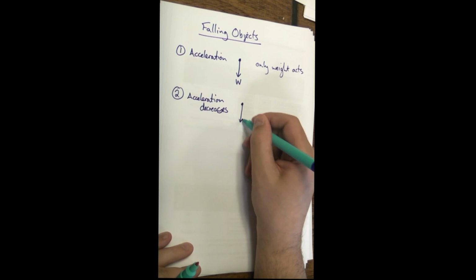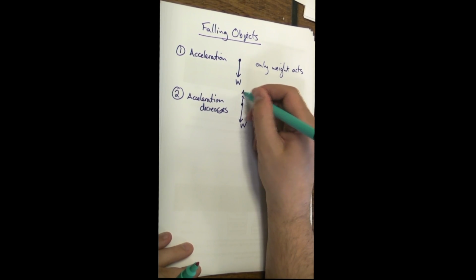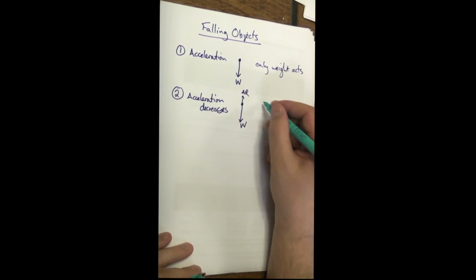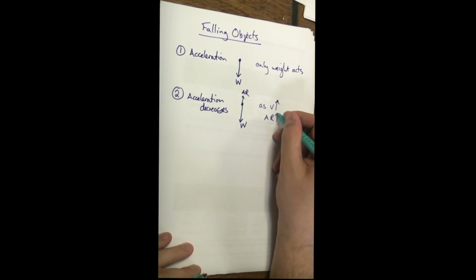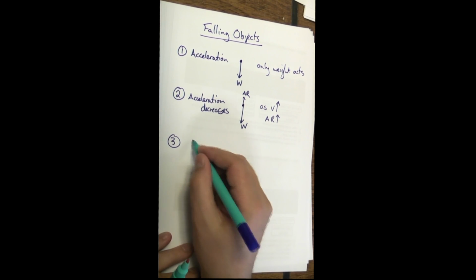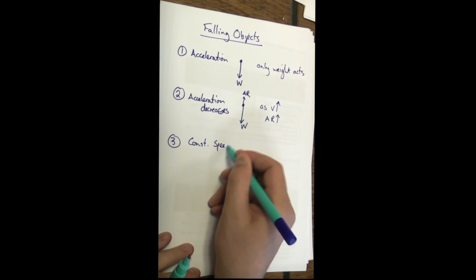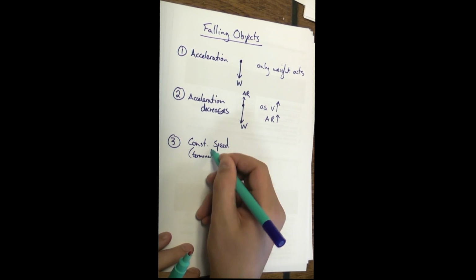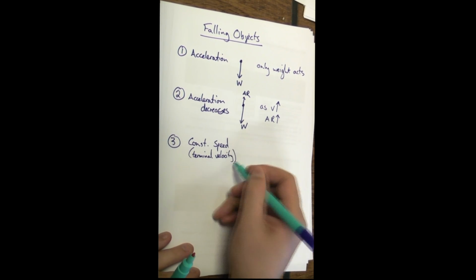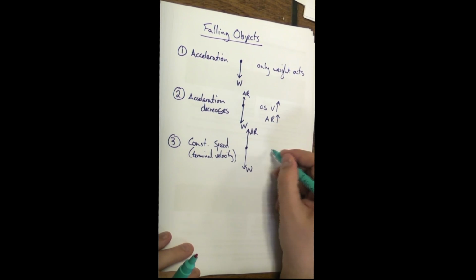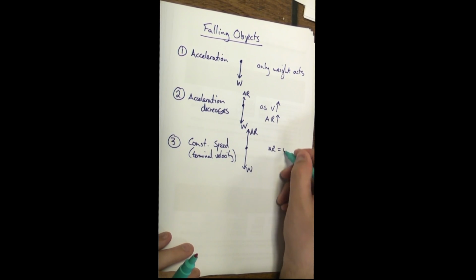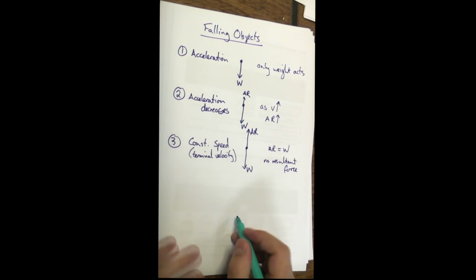Quite quickly though, that acceleration decreases because as it accelerates, the air resistance, the resistive force, increases. So as the velocity increases, the air resistance increases, so the resultant force decreases, causing less acceleration. Eventually it'll reach terminal velocity, and that's when the downward force equals the upward force, so the weight is balanced out by the air resistance.